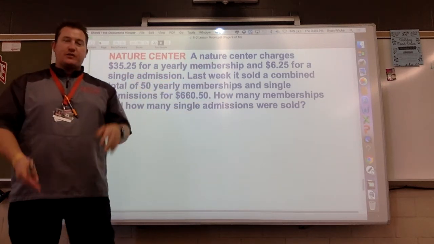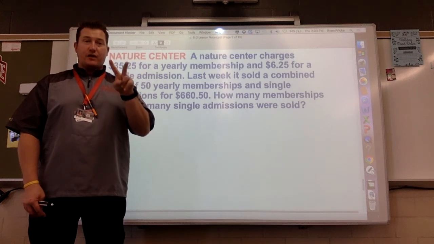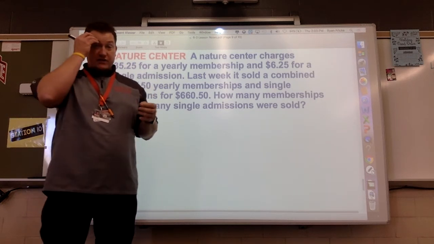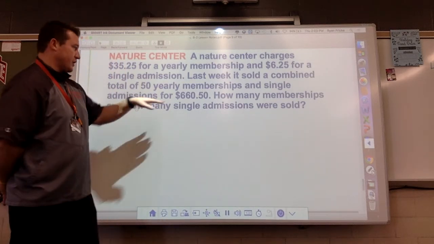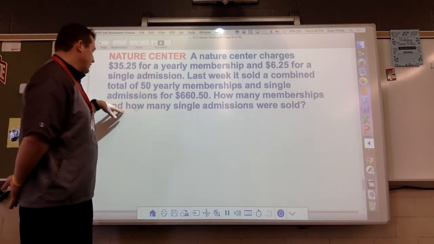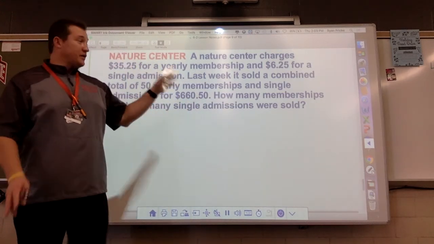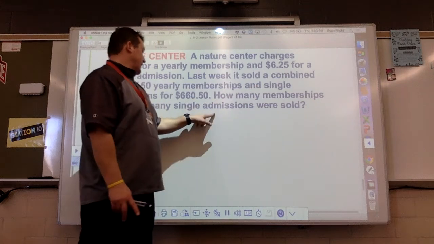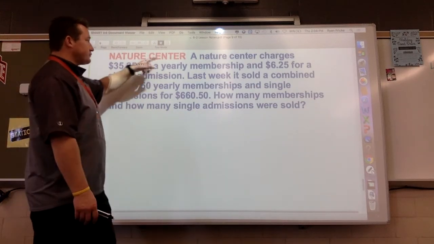Again, think about this, guys. We need to write two equations. Each one of those equations is going to have two variables. So we should have two variables. Let's just fast forward to the last sentence. I bet you we'll find out what our two variables are: how many memberships and how many single admissions were sold. So I haven't even read the problem, but I'm assuming memberships and single admissions are my two variables. Let's read the problem and figure this out.